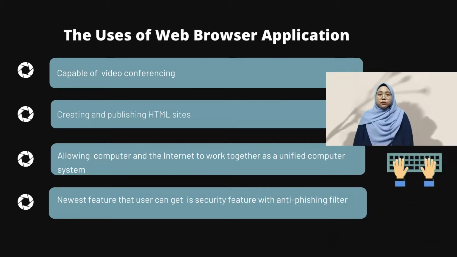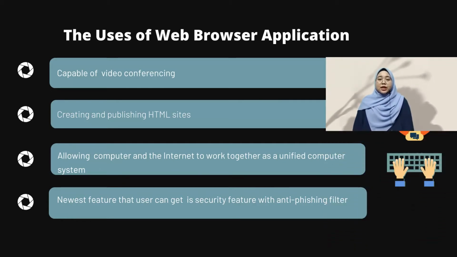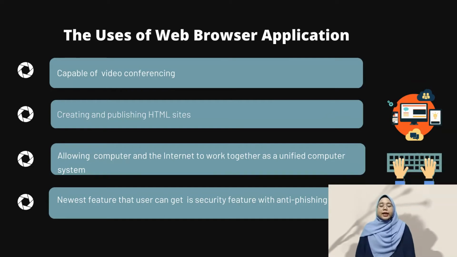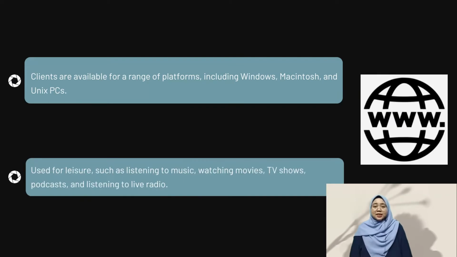Browsers have evolved from time to time, and the newest feature that users can get is a security feature with an anti-phishing filter, since nowadays hackers have a lot of ways of exposing users to safety risks. It's also used for leisure, such as listening to music, watching movies, TV shows, podcasts, and listening to live radio. In short, by using a web browser, anyone can browse any website that is publicly available on the internet.